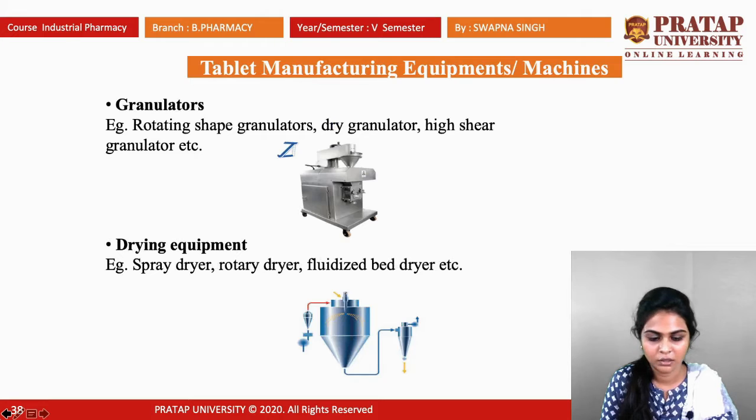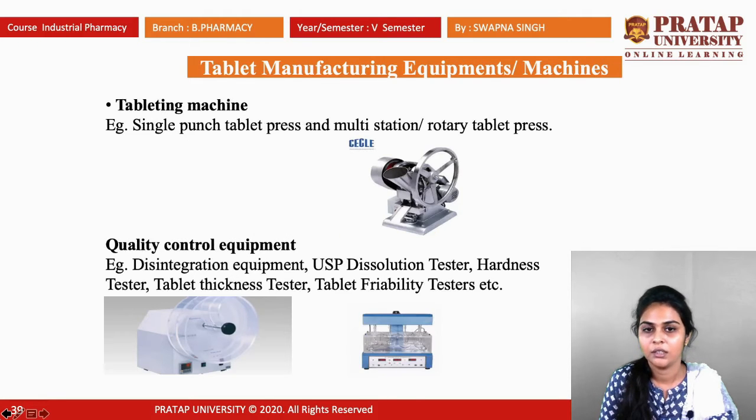After the drying of granules, that material is placed on dies and punched into the form of a compressed tablet. There are two types of punch tablet press. The first is the single punch tablet press and the second is the multi-station rotary tablet press. Mostly multi-station rotary tablet presses are used in industry for large scale production.